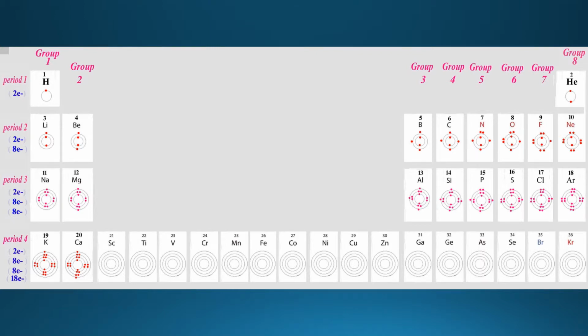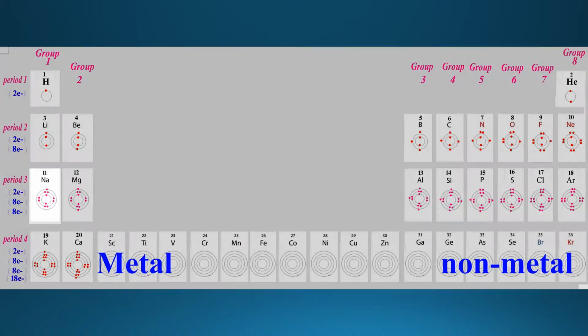In the periodic table, it divides up into metal and non-metal. And now see how the ions relationship is shown on this table. Now let's see. On group 1, I select sodium. Let's see how it works.